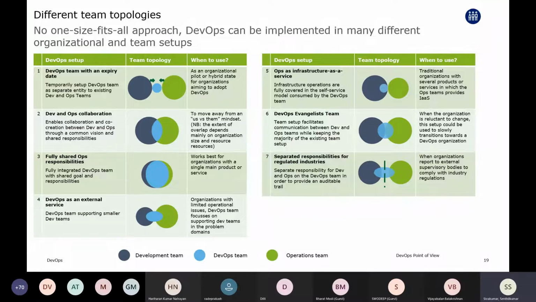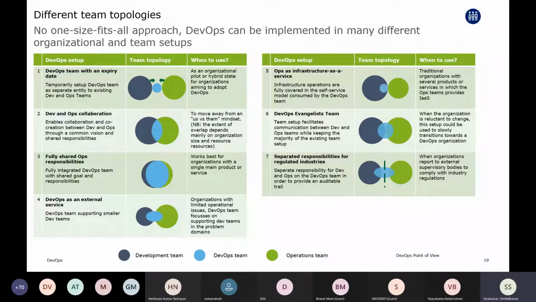And the sixth one is the DevOps evangelist team. So this team setup facilitates communication between the dev and operations teams while keeping the majority of existing team support. This phase is very common, and you can see in the current project how the developers and operation work on the single application code development, and they will continuously monitor for the deployment phase. Before the deployment phase, you have built the code in the dev environment, and once the dev environment is built, they review all the scopes in this phase.